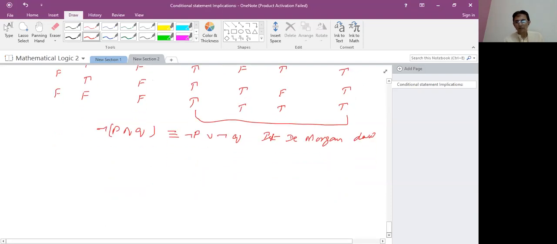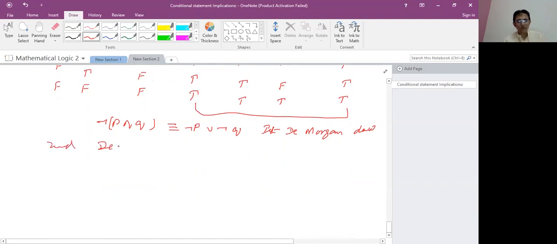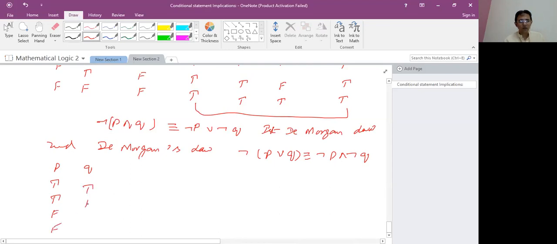Now the second De Morgan law: negation of P or Q is logically equivalent to negation P and negation Q. Similarly, we will make a table: true, true, false, false for P and true, false, true, false for Q. When we consider the left hand side, we make P or Q, and the next column is negation of P or Q. For the next columns on the right hand side, negation P, negation Q, and the last column is negation P and negation Q.